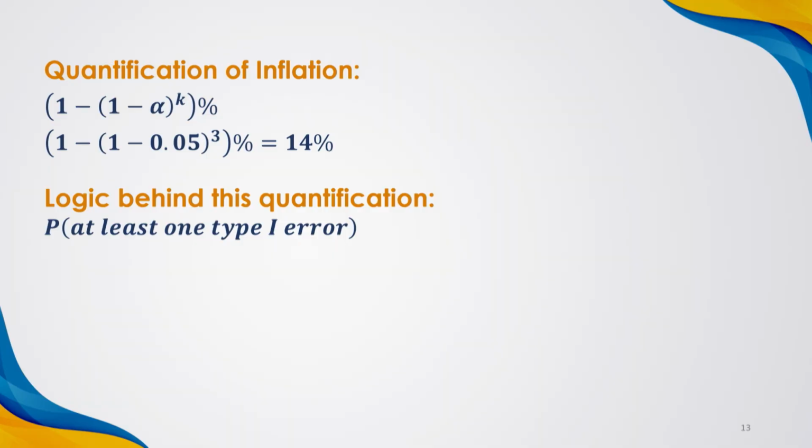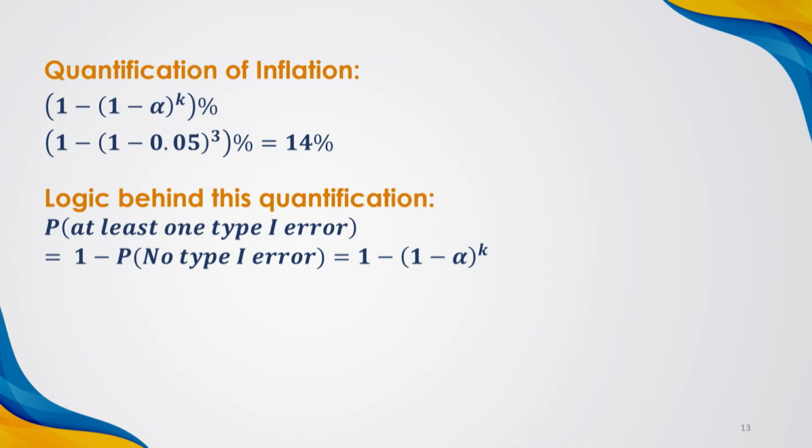The logic behind this quantification is based on probability. For each test, we are actually computing the probability of at least one type-one error. That is, what is the probability of making at least one type-one error? How can we evaluate this probability? That is, by 1 minus the probability of committing no type-one error.